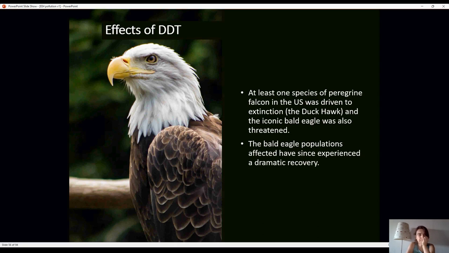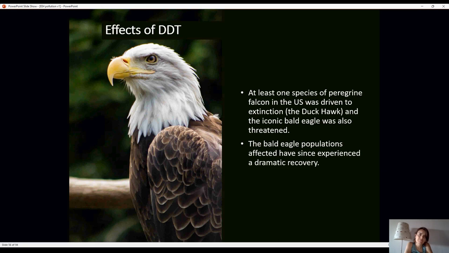overwhelming that DDT was having this really terrible effect on the apex predators because of the accumulation. At least one species of falcon in the US, called the duck hawk because it used to eat mostly ducks, was driven to extinction.